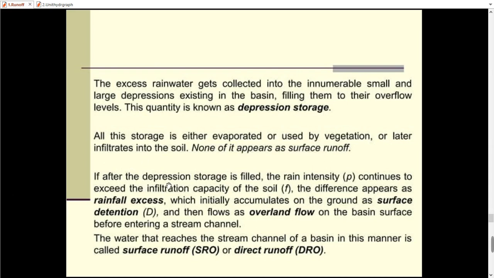If the depression storage is filled, and the rain intensity continues to exceed the infiltration capacity of the soil, the difference appears as rainfall excess, which initially accumulates on the ground as surface detention and then flows as overland flow on the basin surface. The water that reaches the stream channel of a basin in this manner is called surface runoff or direct runoff.